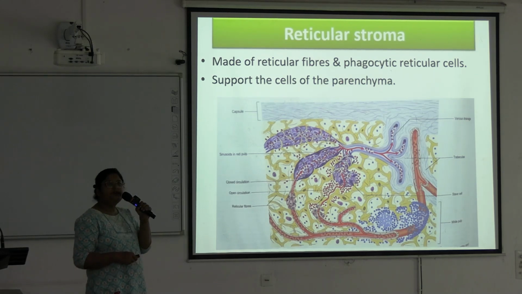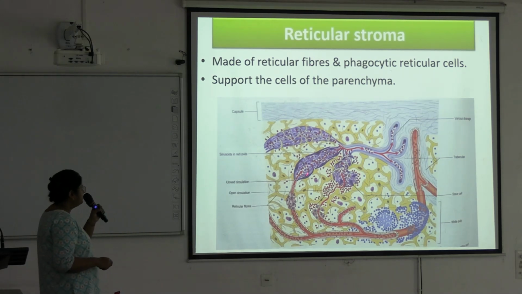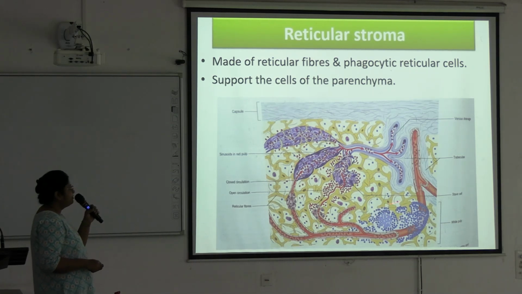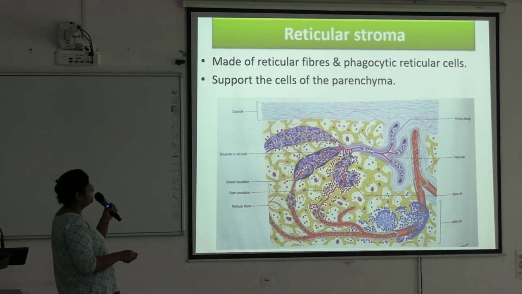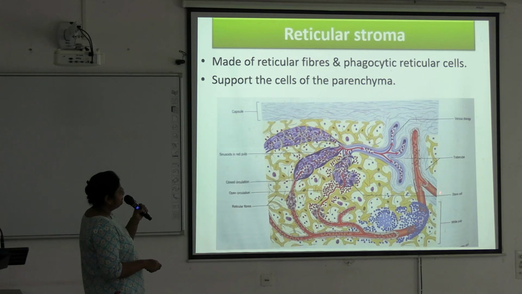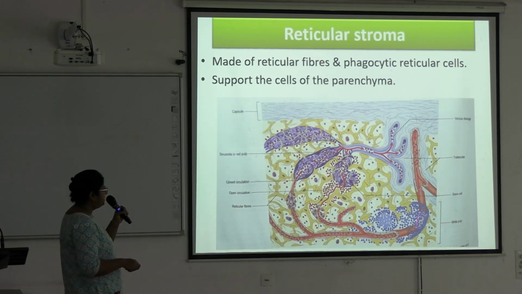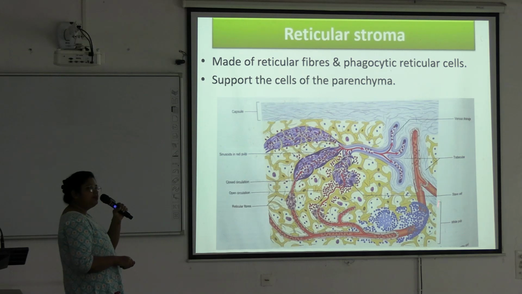Next, we go to the reticular stroma. See here this meshwork-like structure. This is the capsule. From the capsule, this is one trabecula. Through the trabecula runs this trabecular artery, which is a branch of the splenic artery, and here the trabecular vein is being formed by joining of the sinusoids. So these are the sinusoids, and the trabecular artery divides into a central arteriole. The central arteriole further gives branches. These are known as penicillar arterioles.